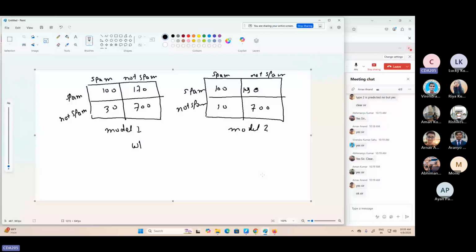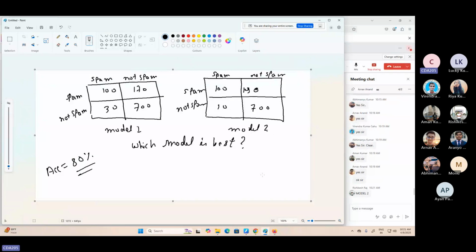Which model is best? Can anyone tell? दोनों में से कौन सा मॉडल अच्छा है या दोनों मॉडल सेम है? दोनों मॉडल जो है परफॉर्म वेल कर रहा है. दोनों की एक्यूरेसी देखोगे, when we see the accuracy of both the models, it is coming 80%. But which model you will implement? Can anyone tell? Model 1, model 2. Why?